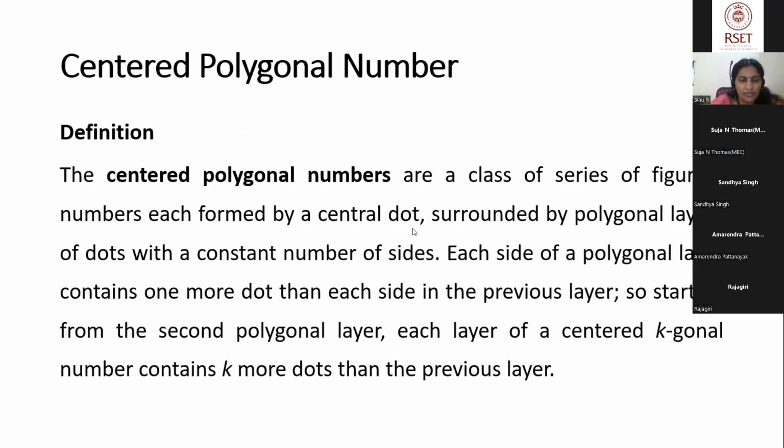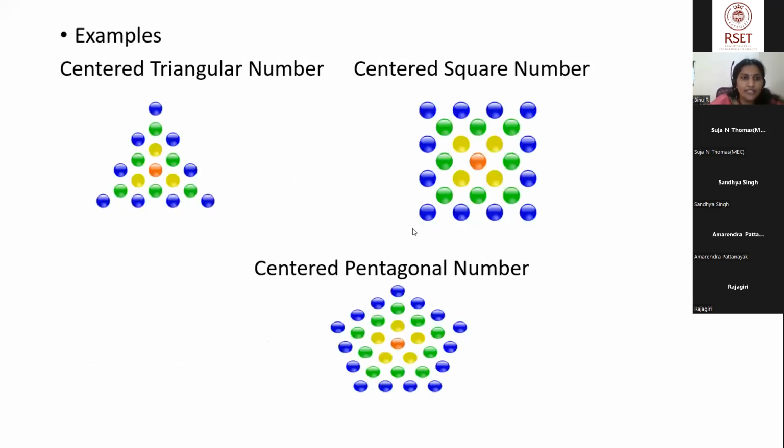Centered polygonal number. The centered polygonal numbers are a class of series of figurate numbers, each formed by a central dot surrounded by polygonal layers of dots with a constant number of sides. Each side of a polygonal layer contains one more dot than each side in the previous layer. So starting from the second polygonal layer, each layer of a centered k-gonal number contains k more dots than the previous layer. These are a few examples of centered polygonal numbers.